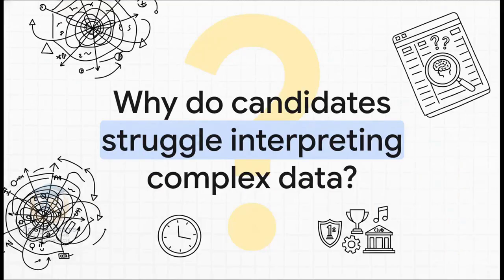Let's fix that. I want to start our service by asking a vital question, one that causes so many candidates to bleed easy marks on the exam floor. Why do students struggle so much with interpreting complex texts and data in receipts and payments?